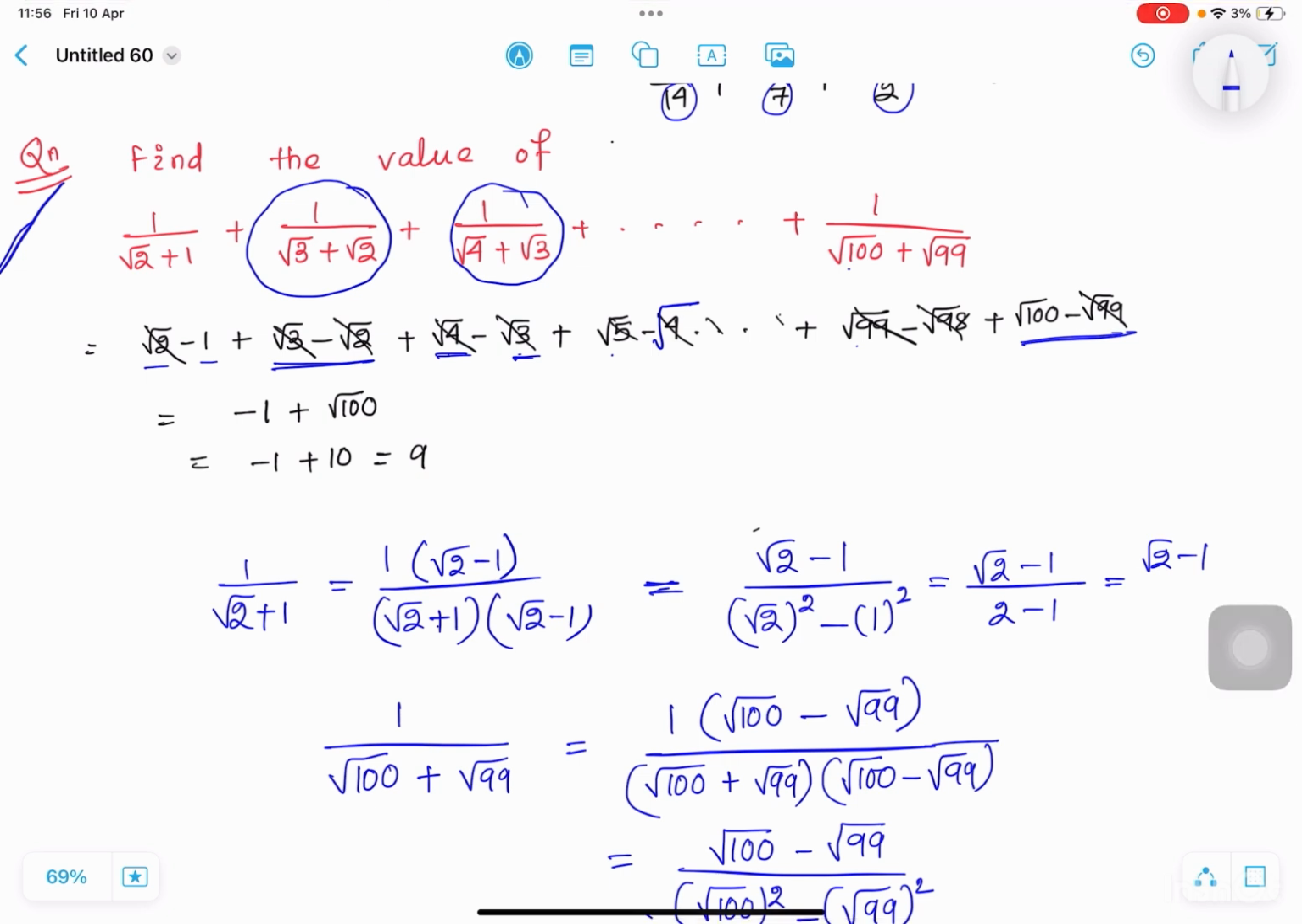Means root 2 plus 1, here it will be root 2 minus 1. Here root 3 plus root 2, so it will be root 3 minus root 2. Root 4 plus root 3, root 4 minus root 3. So it will be root 100 minus root 99.